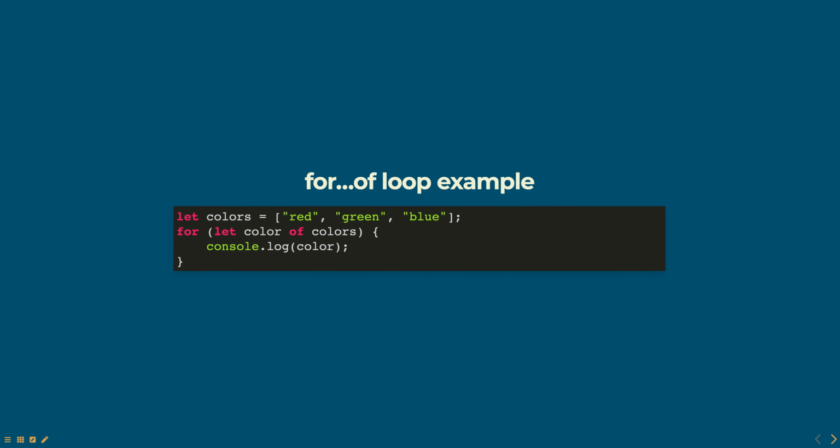For of loop. This is used to iterate over the elements of an iterable, for example, an array, a string, etc. For example, this code will execute the block of code inside the for of loop and print the value of color to the console for each element of the array colors.